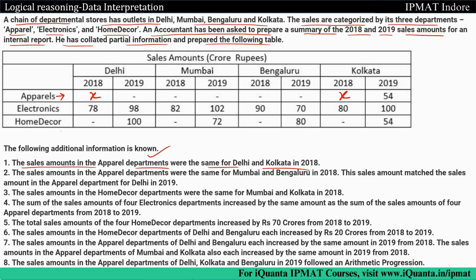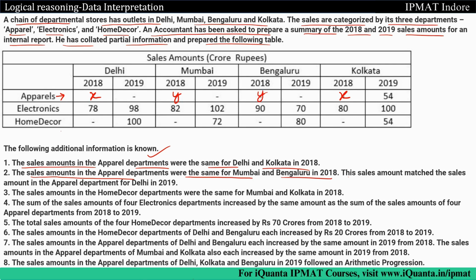Second, the sales amounts in the apparel department were the same for Mumbai and Bangalore in 2018. Again we are talking about the apparel department. Sale amount was the same for Mumbai and Bangalore in 2018. So let me assume this is Y, and of course this will also be Y. We are done with the second point as well.